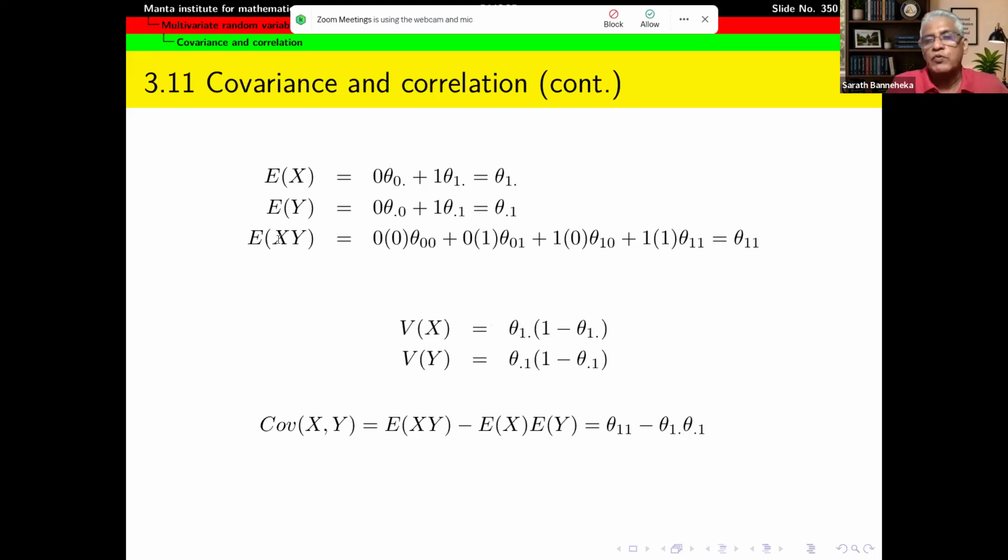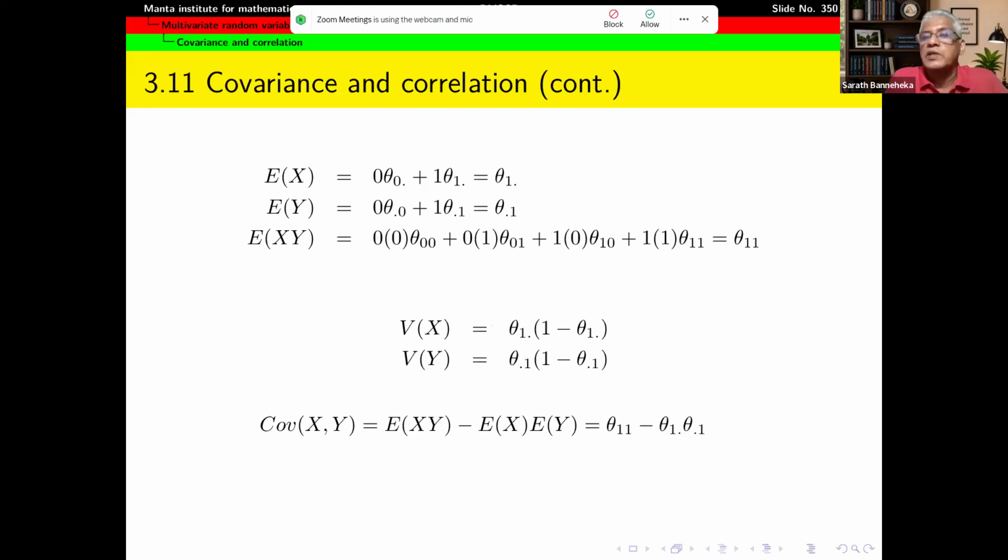And then for the expected value of x times y, we can consider the four possibilities of x and y combinations. So 0 times 0 times theta 0,0, 0 times 1 times theta 0,1, and so on. You just substitute the possible values of x and y, take the product, multiply by the corresponding probability, and then add them up, and then you get this answer, theta 1,1.